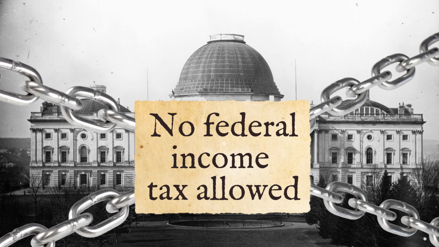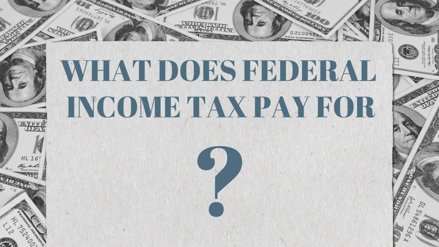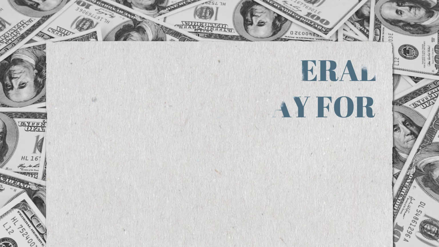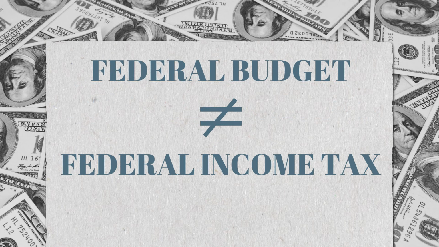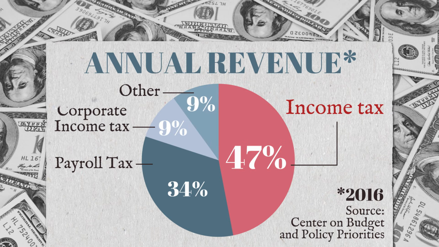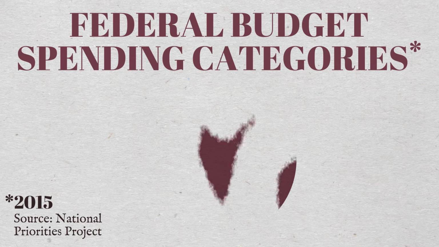But to figure out the larger historical impact, we have to figure out what most of your federal income tax dollars are even paying for. Well, the federal budget is not synonymous with the federal income tax, but income taxes do make up a big portion of the government's annual revenue. And there are three categories of spending that are covered under the federal budget.